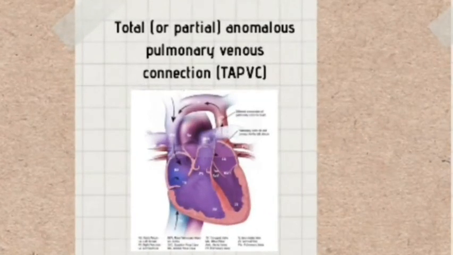The next type is total anomalous pulmonary venous connection. It occurs when the four veins that take oxygenated blood from the lungs to the left side of the heart aren't connected in the normal way. Instead, they connect to the right side of the heart. Sometimes, only some of the four veins are connected abnormally, which is known as partial anomalous pulmonary venous connection and may be associated with an atrial septal defect. More rarely, the veins are also narrowed, which can be fatal within a month after birth.